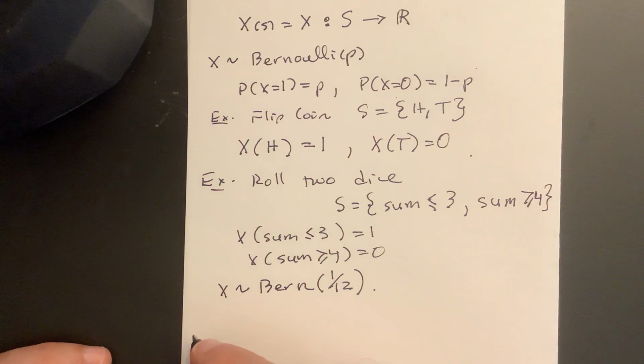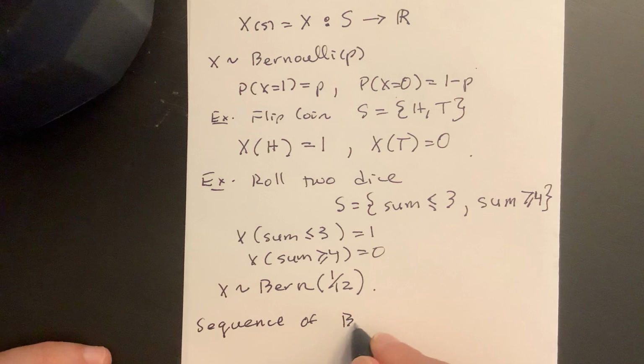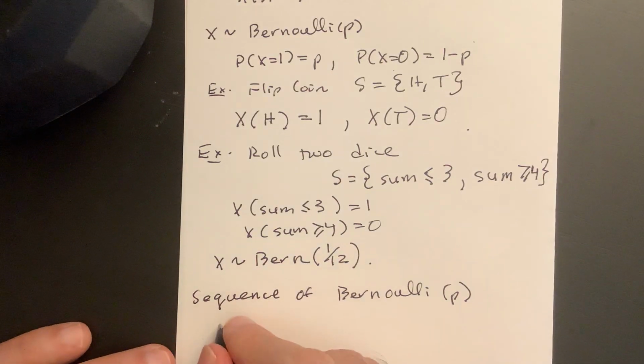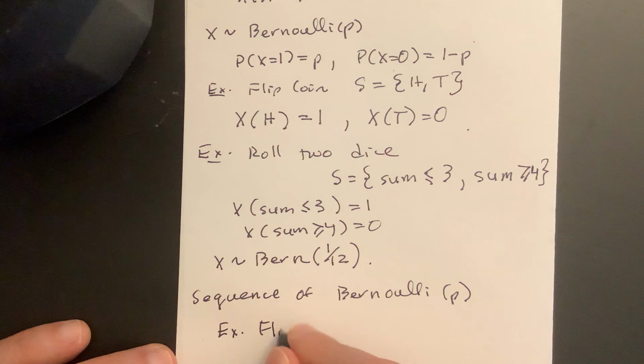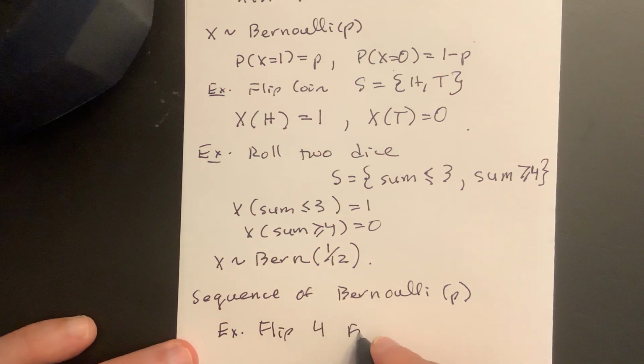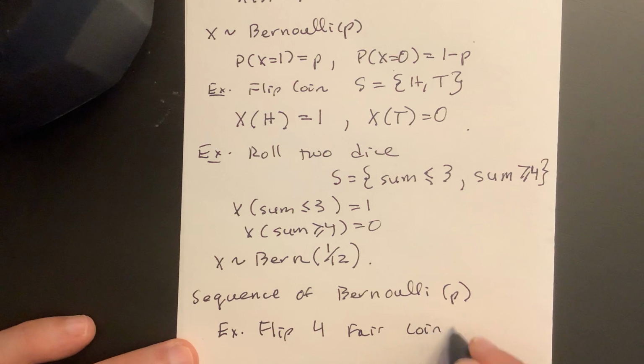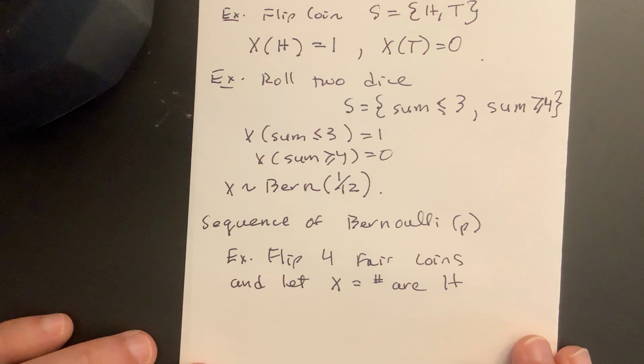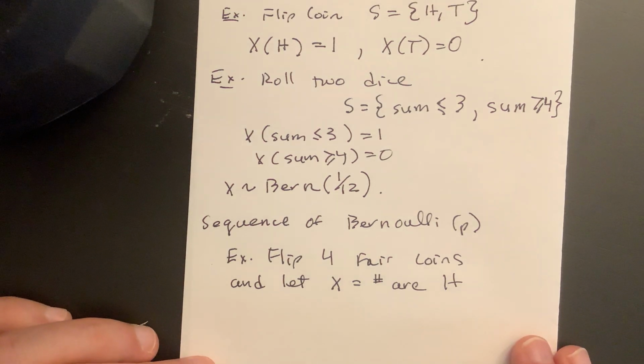Example 2, we could have a sequence of Bernoullis, sequence of Bernoulli p. Suppose we have this for an example. We flip 4 fair coins and let X equal the number that are heads.